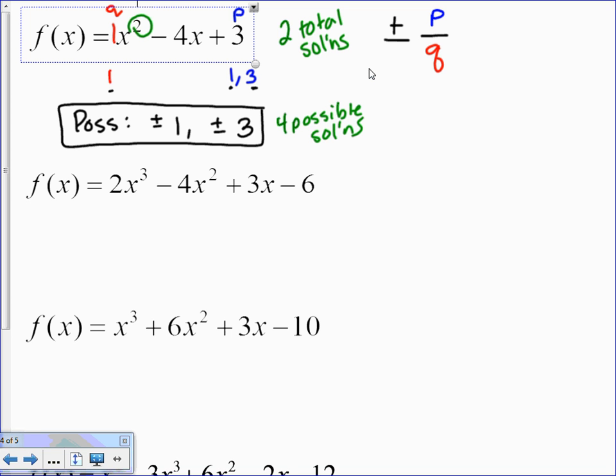Now, tomorrow, we'll actually go through and we'll do the test. We're going to do synthetic division, and we're going to be looking for our zeros, or our happy faces, to know that we found solutions. Okay.